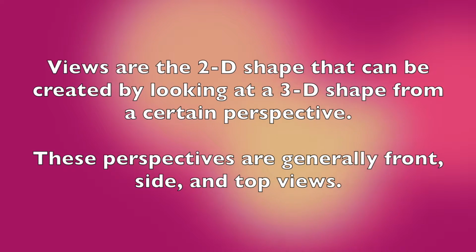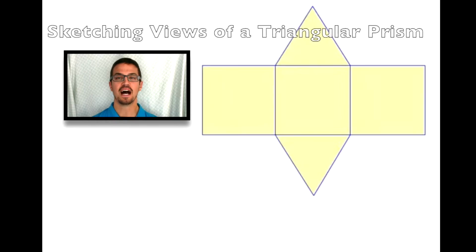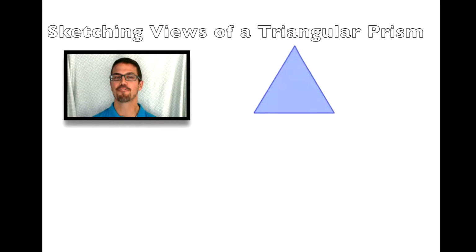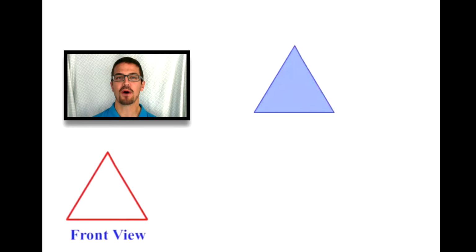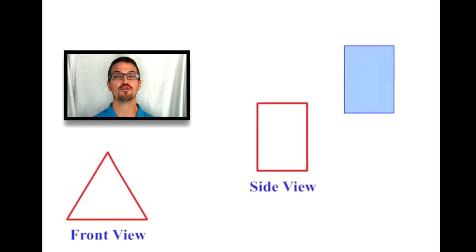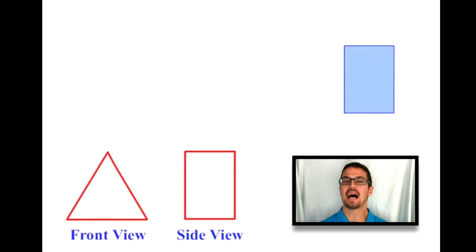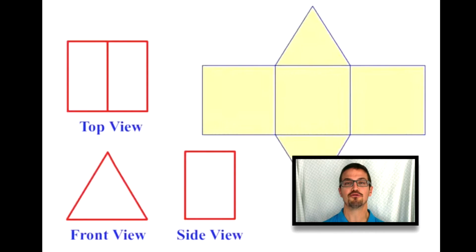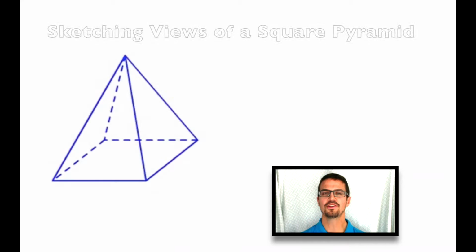Let's look at an example using a triangular prism. I will be using the net of a triangular prism to explain this a little bit better. The front view would be based on this part of the prism. It is simply a triangle. If this is considered the front view, then the side view would be 90 degrees from that front view rotating horizontally. The side view would be a rectangle. Lastly, we'll look at the top view. It helps to have the net of the prism to show how the top view is basically two adjacent rectangles, like so.